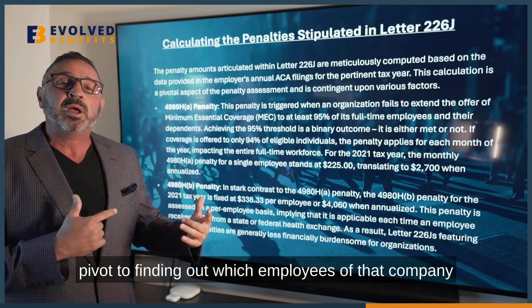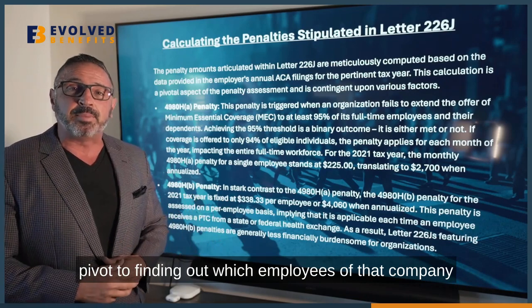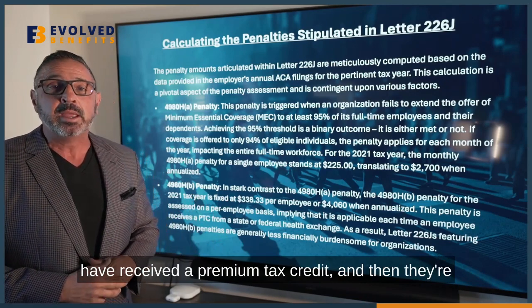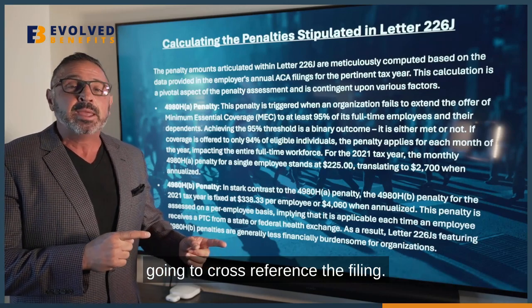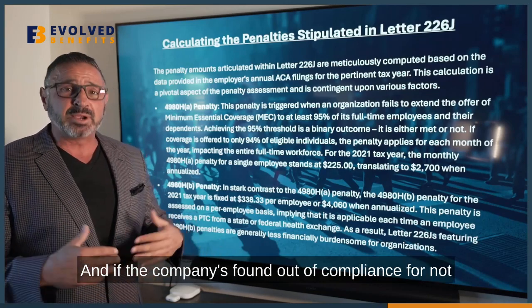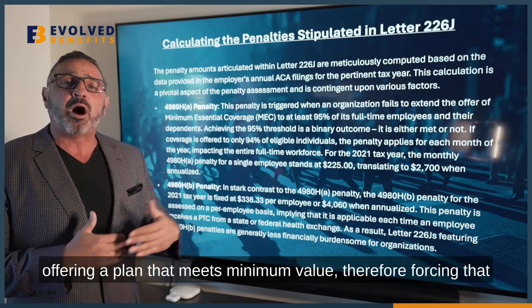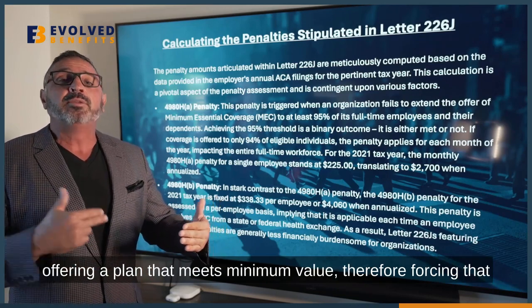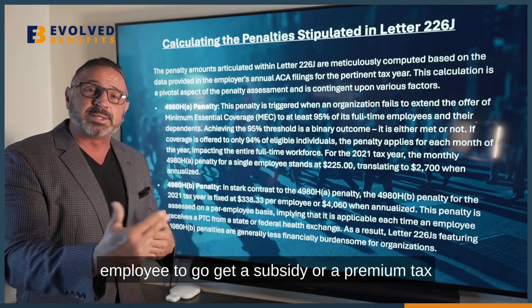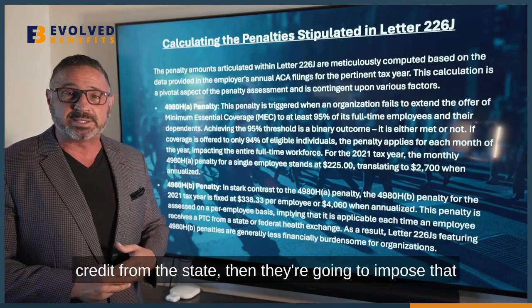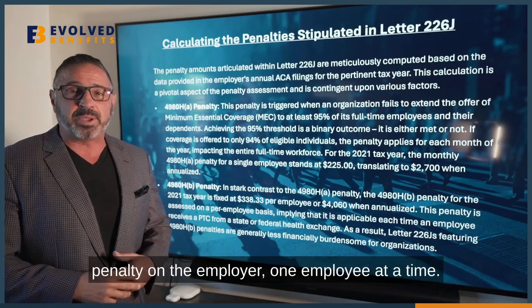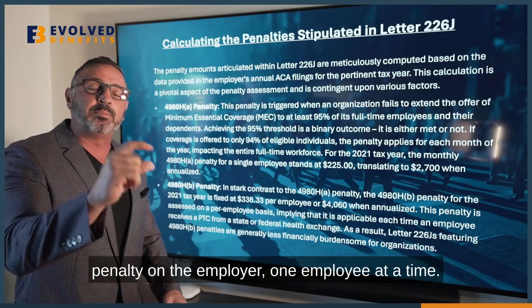But if the employer is actually found in compliance and they're still doing the audit, they're going to pivot to finding out which employees of that company have received a premium tax credit, and then they're going to cross-reference the filing. And if the company's found out of compliance for not offering a plan that meets minimum value, therefore forcing that employee to go get a subsidy or a premium tax credit from the state, then they're going to impose that penalty on the employer, one employee at a time.